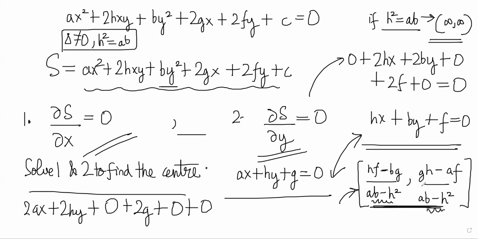The other case would be if del is equal to 0 and h square is equal to ab, then the curve would be a pair of parallel lines. And in that case also the center is at infinity, right? So not always do you have a central conic, and that is what we learn from this, right? Okay. Now, what we will do is a couple of examples which will help you understand what we have learned so far. So this is question 1. The conic equation is given by this.